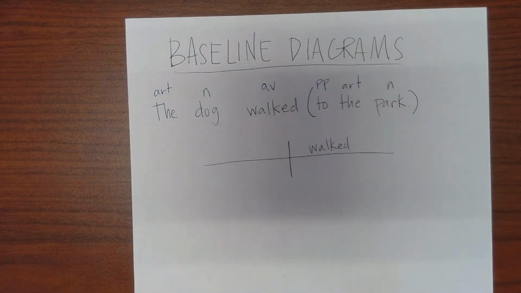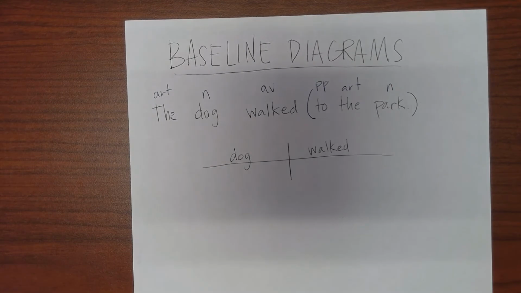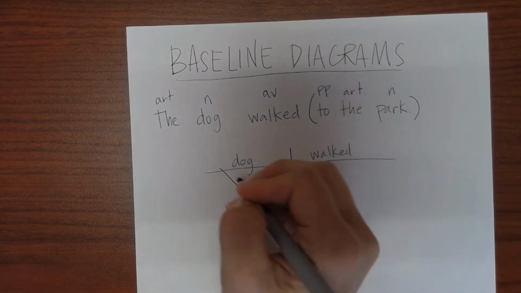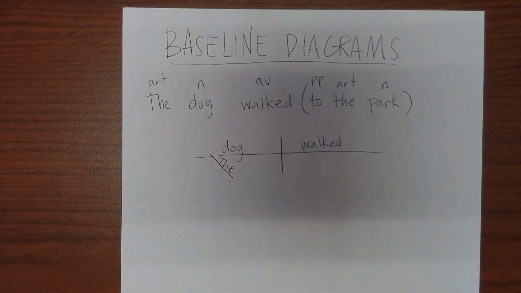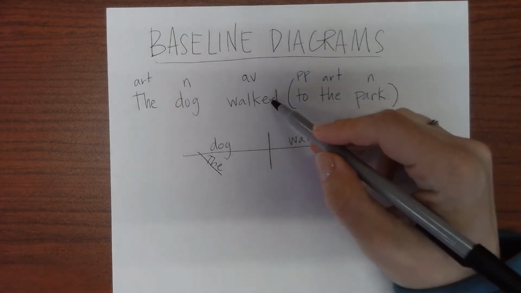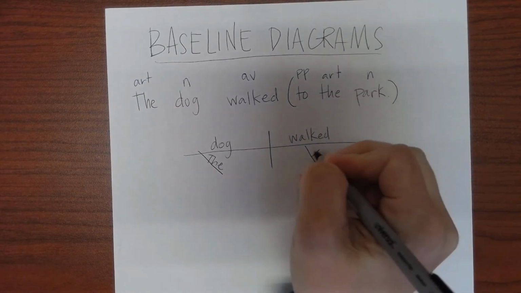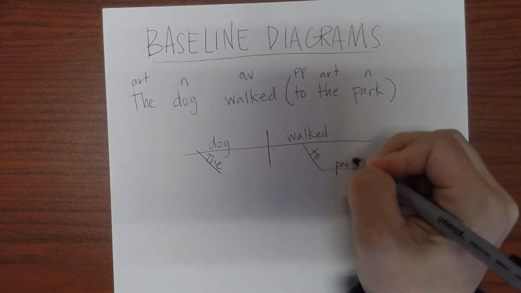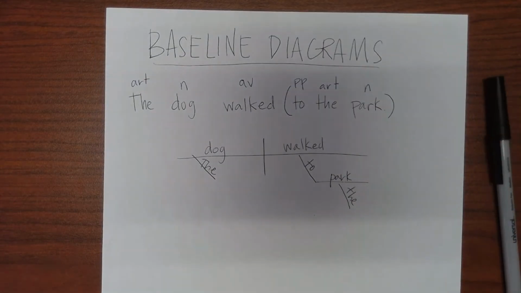Then we ask ourselves who or what walked? Dog. Now, what modifiers do we have? Well, we have the dog. And then we have this, to the park. And we haven't actually learned this yet, but to the park is where they walked, so it's actually going to go under walked. To, park, the. And that diagram is done.